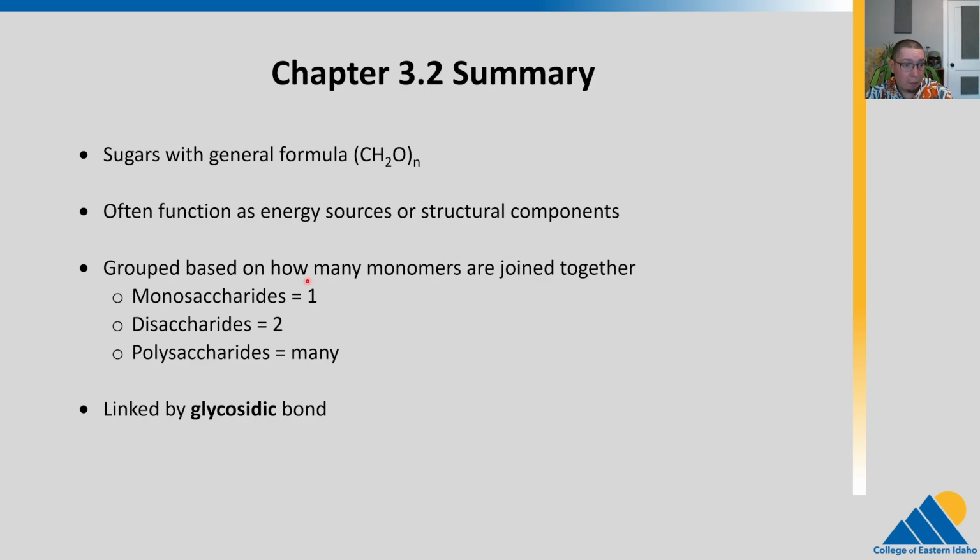If we have a single monomer, we call that a monosaccharide. If we put two of them together, we call it a disaccharide. And if we have many of them, three or more, we call that a polysaccharide. Those are linked together by a glycosidic bond. Okay, in the next section, we'll cover another important energy storage molecule, lipids.